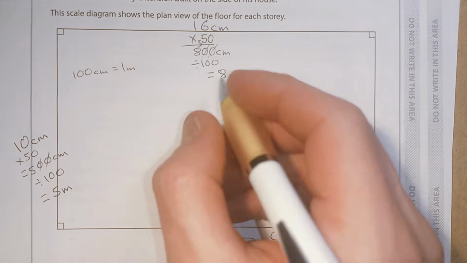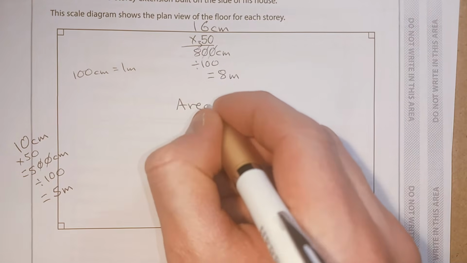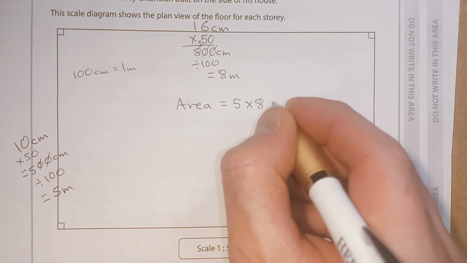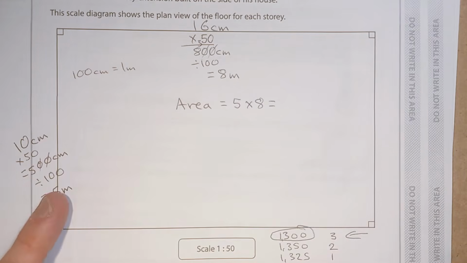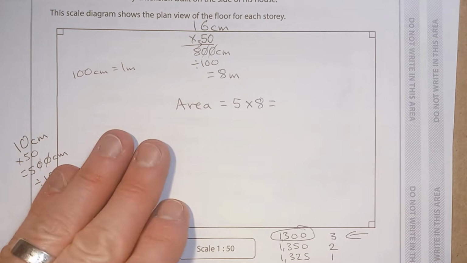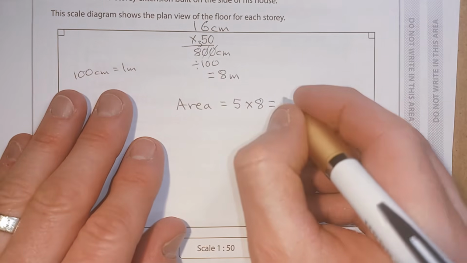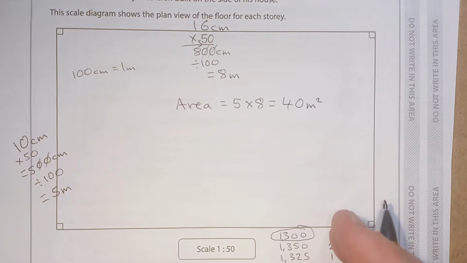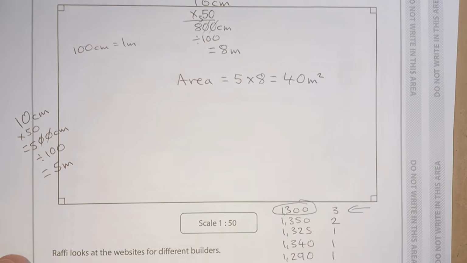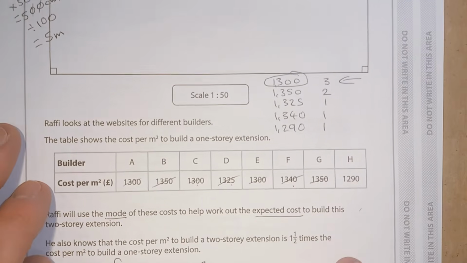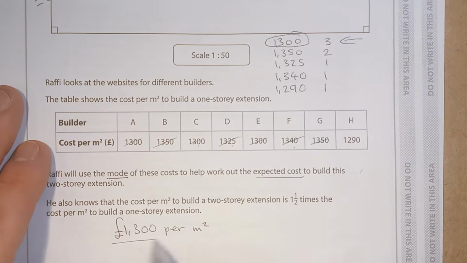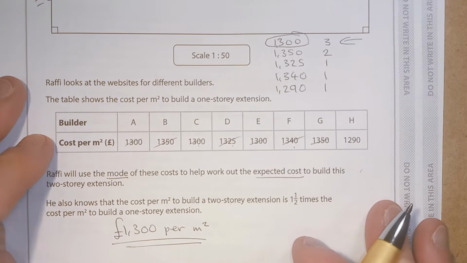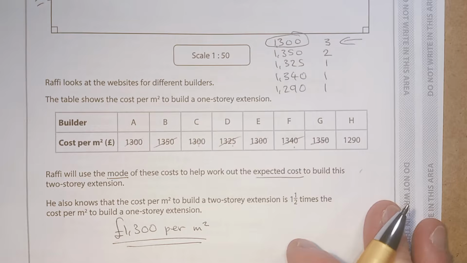Okay. So the area we've got is going to be 5 times 8. So we've got 8, 16, 24, 32, 40. So the area is 40 metres squared. Okay. And we saw from down below, when we were working out the mode, our mode was £1,300 per metre squared. So all we need to do is multiply those two together.